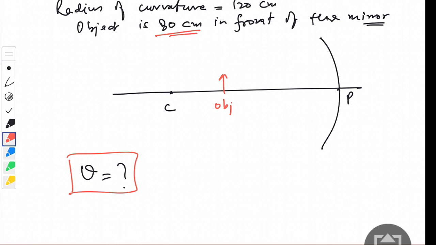Okay, I'll repeat the question. The question is that there is a concave mirror and its center of curvature is here, and we are given that the radius of curvature is equal to 120 centimeters. Object is 80 centimeters in front of the mirror. So let's say here this is the object. This distance is 80 centimeters. Question is, what is the image distance? V is equal to how much? V is your image distance.